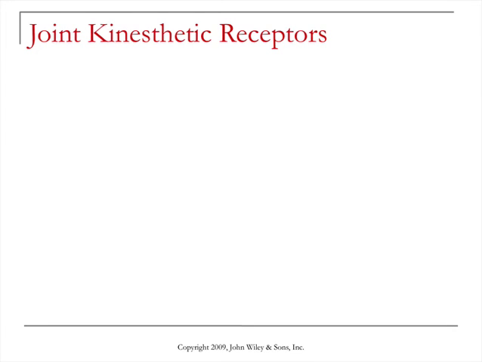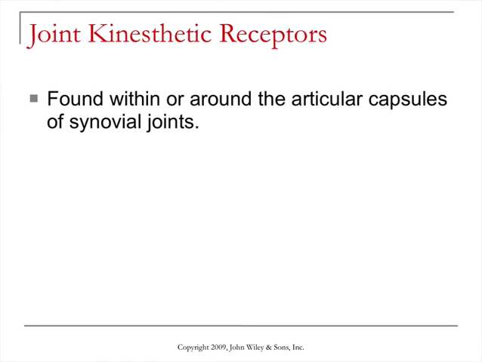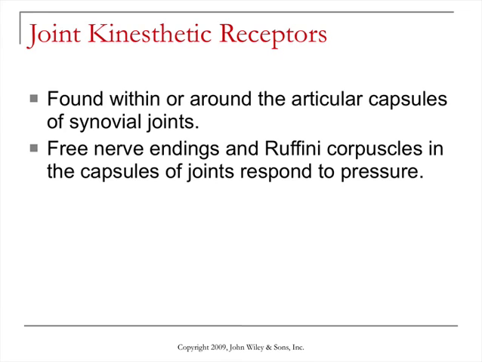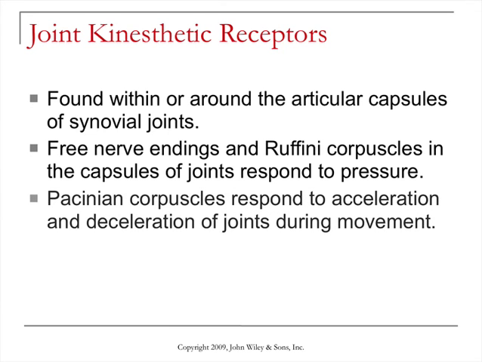Another type of proprioceptive receptor are called joint kinesthetic receptors, and these are found within and around the articular capsules of synovial joints. They consist of free nerve endings and also these Ruffini corpuscles that are also found in the skin, and these are responding to pressure. The Pacinian corpuscles respond to acceleration also and deceleration of joints during movement.